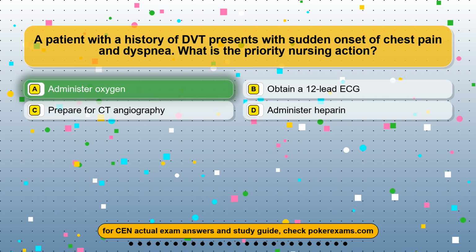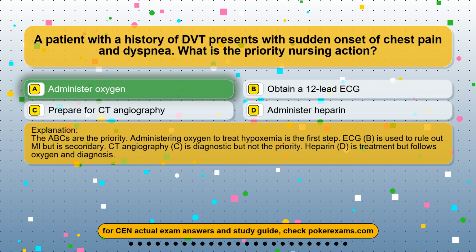The correct answer is option A, administer oxygen. The ABCs are the priority. Administering oxygen to treat hypoxemia is the first step. ECG, B, is used to rule out MI but is secondary. CT angiography, C, is diagnostic but not the priority. Heparin, D, is treatment but follows oxygen and diagnosis.